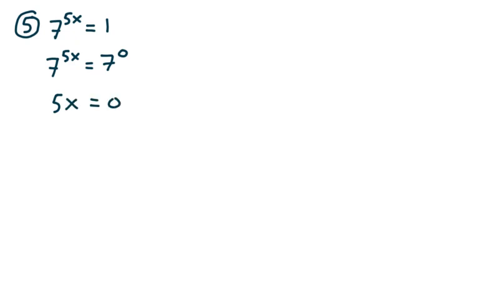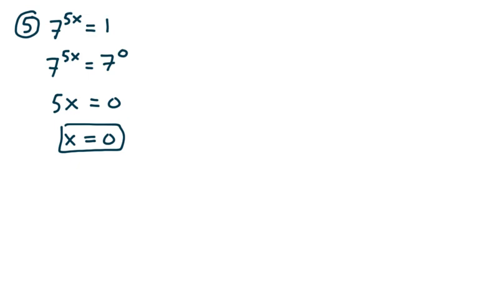Now, we have to skip 4 for now, and I'm going to go over number 5. Number 5 is 7 to the 5x equals 1. But that says 7 to the 5x must equal 7 raised to the 0. Anything raised to the 0 is 1, right? Now both sides have the same base, and what we can say is 5x equals 0. Solving for x, we get x is 0. Okay.